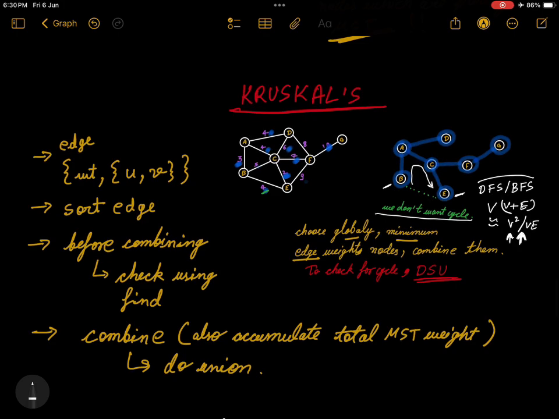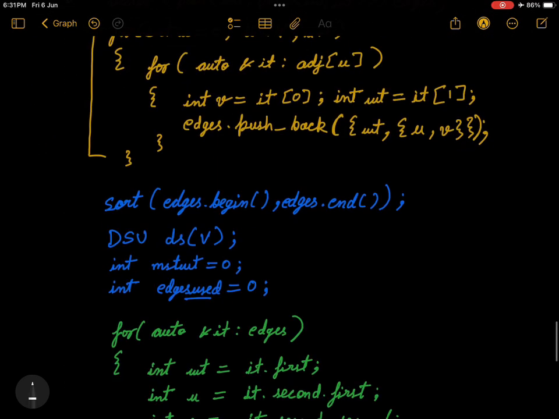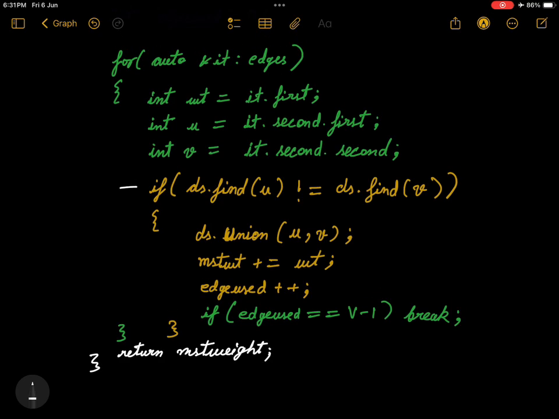In Kruskal's, what we are doing is, we are first forming the edge vector, then we are sorting the edges, right? And before combining we are checking using the find operation, and then doing the union and accumulating the MST weight. Now we saw in the code for the same, right? For every edge we get weight, u and v. We will check first whether this edge will create a cycle or not. If not, then we will count the edge weight and do the union. In the end we will return the MST weight.